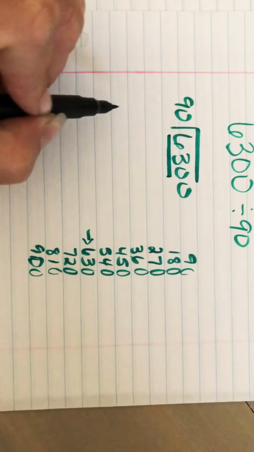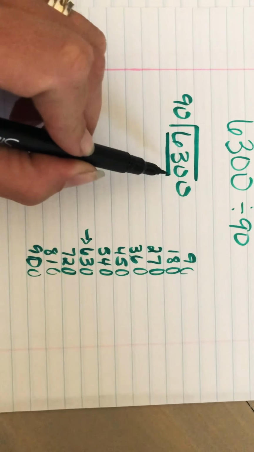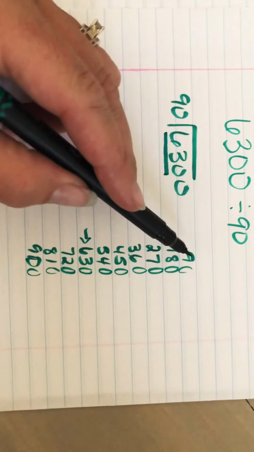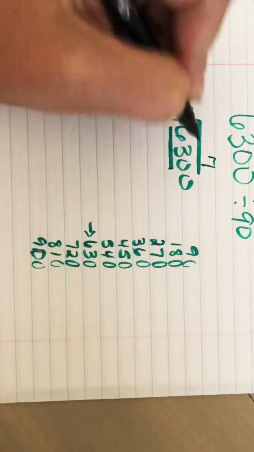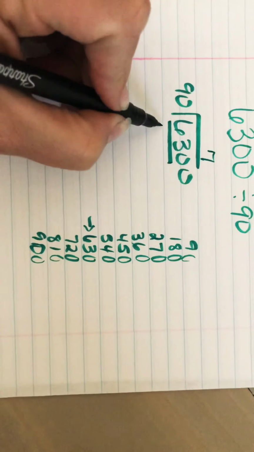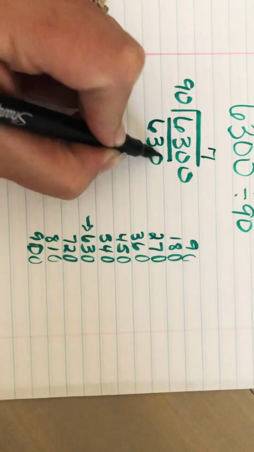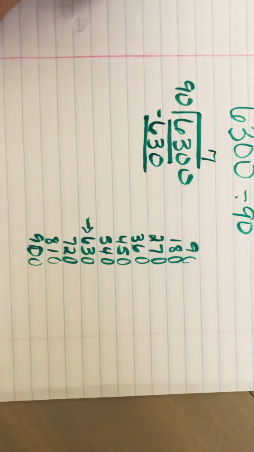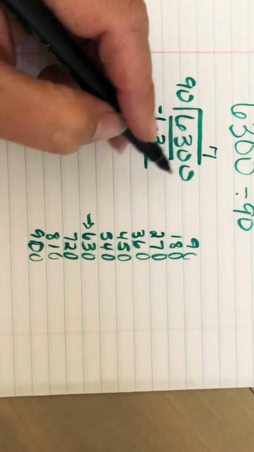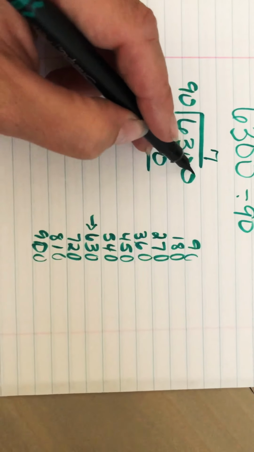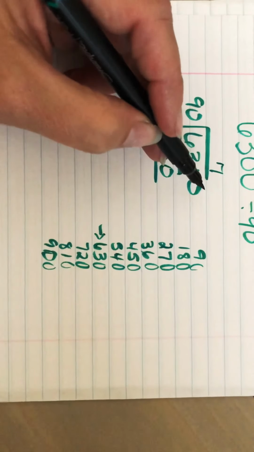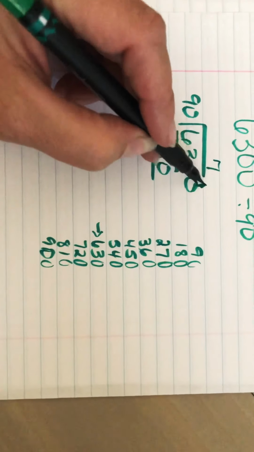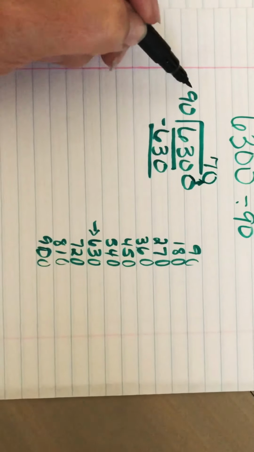There's 630. So 90 can go into 630 how many times? 7, right? So 7 times 90 gives me 630. Sorry, there's a line there, so I drew it. And there's nothing left over. Now, what do I do with that 0? If you have no remainder and there's a 0 left inside your dividend, you're going to bring it up to your quotient.